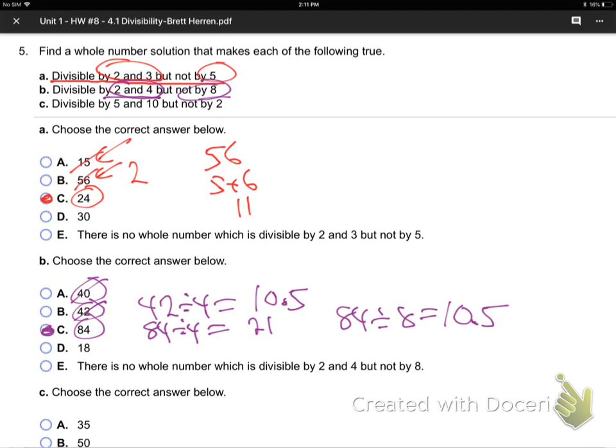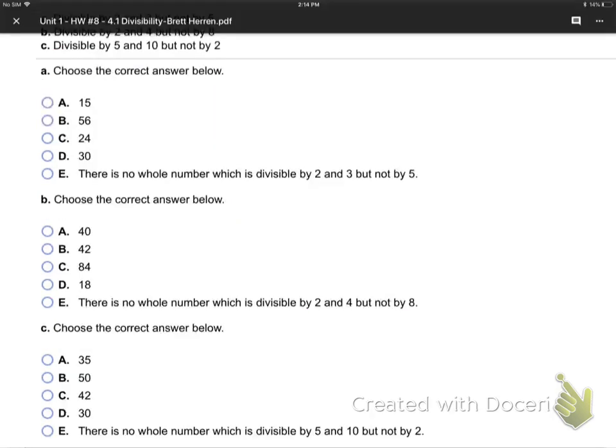Making sense? We're going to get more formal about this and give rules and all that later. We're just kind of getting our feet wet at this point, just playing around with divisibility. Let's try C. He says divisible by 5 and 10, but not 2.